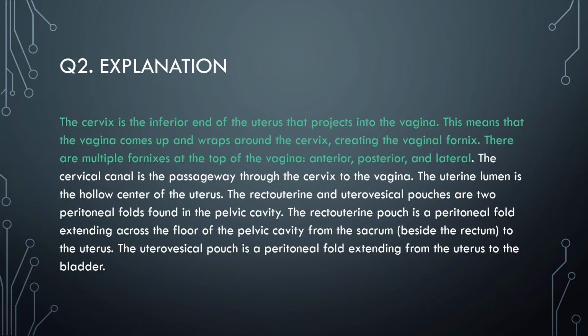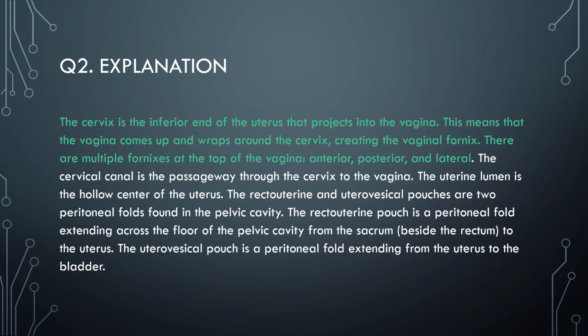Because the cervix is the inferior end of the uterus that projects into the vagina. This means that the vagina comes up and wraps around the cervix, creating the vaginal fornix. Are you catching how the vaginal fornix is formed? Yes. If you catch it, there are multiple fornices at the top of the vagina. We have anterior, posterior, and lateral. The cervical canal is the pathway through the cervix to the vagina. The uterine lumen is the hollow center of the uterus.